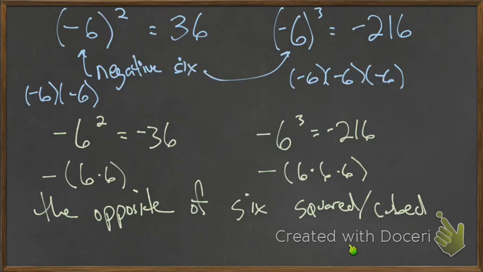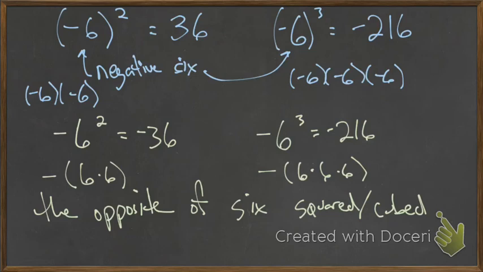If it's the opposite, then... But down here, it's not the opposite of the negative 6s. It's the opposite of 6 cubed. So 6 times 6 times 6 is 216. Well, the opposite of 216 is negative 216. So they're both negative, but they're both negative for different reasons.